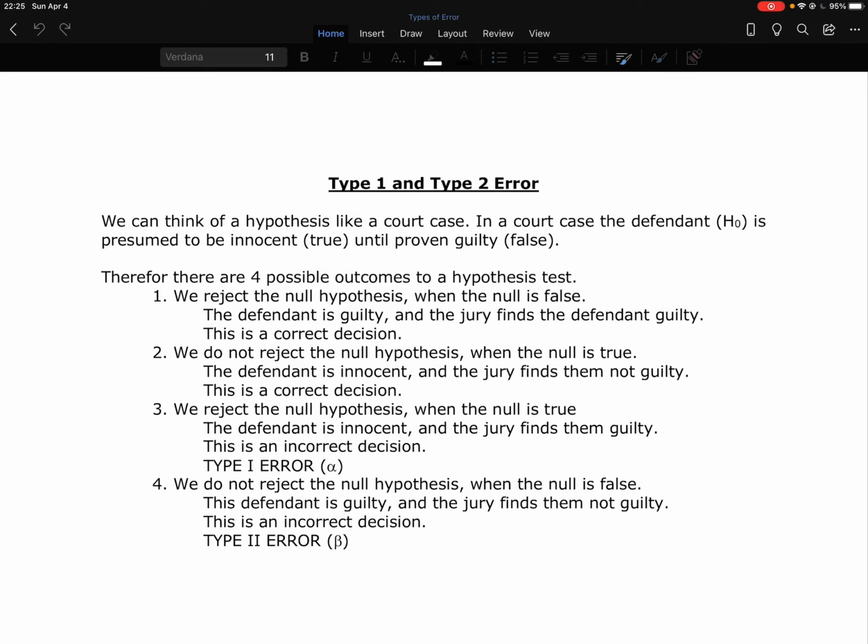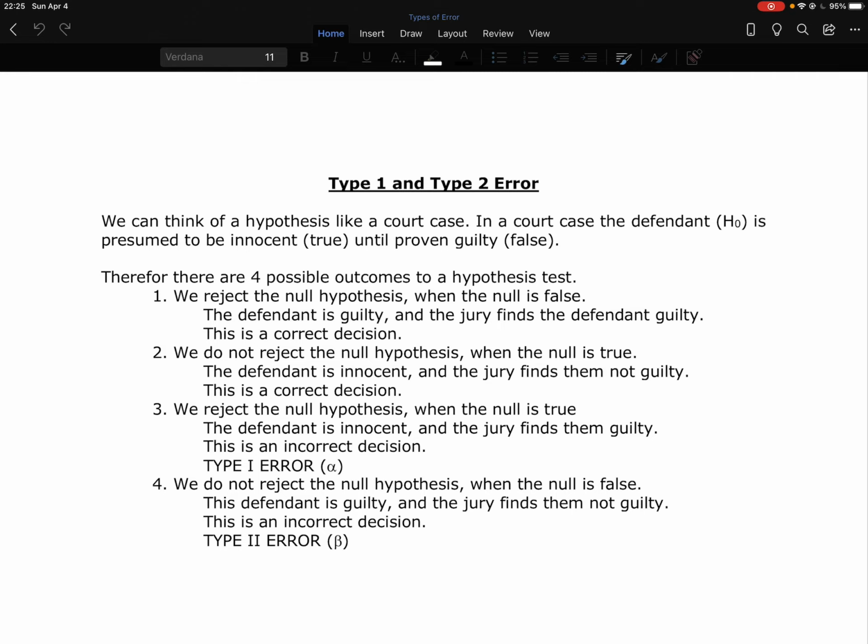Okay, so now we're going to take a look at something that is a little bit different. We're going to look at something called type 1 and type 2 error. Type 1 and type 2 error occurs when you have completed your hypothesis test. You've done everything you need to. You've gone through all the steps. You've done all your calculations. And something goes wrong, but you aren't going to know it.